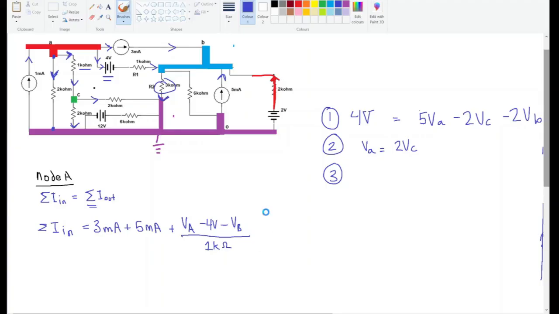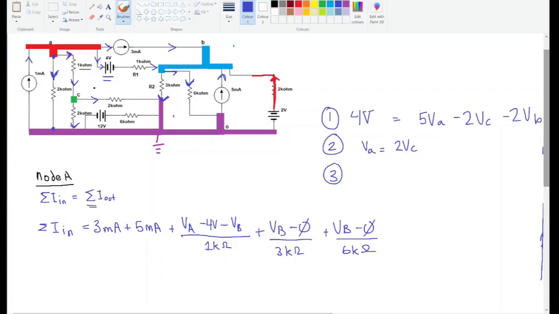So that one is nice and easy because we're going from node B to ground. So that's just VB minus 0, and that's going to be over 3 kilo ohms. Then we've got this one over here, which I guess I forgot to label. This one's also moving out of node B and heading towards ground, so it's the same deal. It's going to be VB minus 0 over 6 kilo ohms.